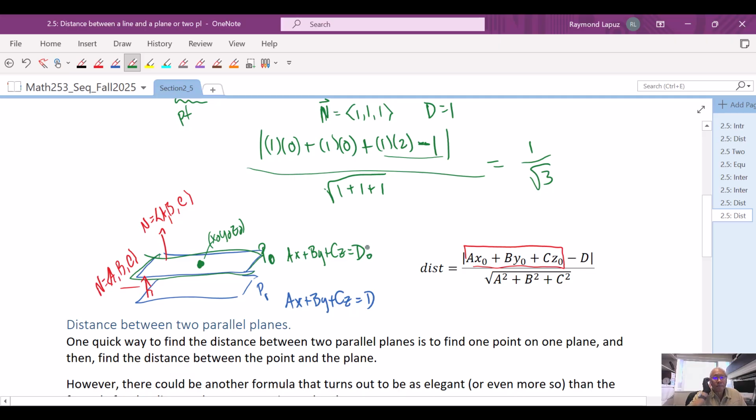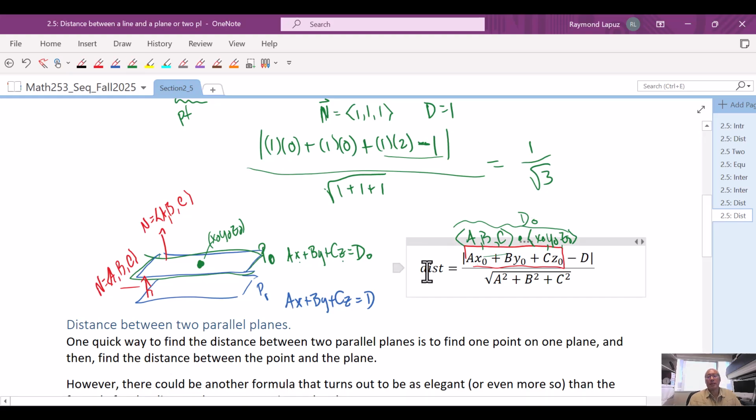So the dot product of this thing, a, b, c, dotted with x naught, y naught, z naught, is actually something that is very related to the plane. And if you were to put x naught, y naught, z naught in there, because x naught, y naught, z naught is on this plane, you should get this whole thing to be equal to d naught. Okay? So that makes our equation even simpler.